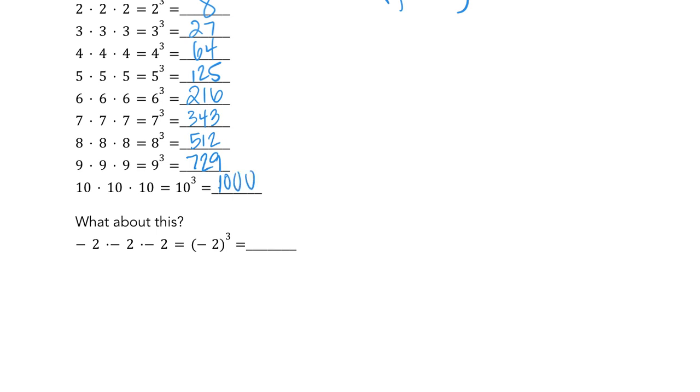Now, what's unique about cubes is that if I take a negative number and cube it, I get -8. So as opposed to a square, right? If I take 2 times 2, that's 4. If I take -2 times -2, that's also 4. So it doesn't matter if the number that I'm squaring is positive or negative, my answer is always going to be positive. But that's not true for cubes.